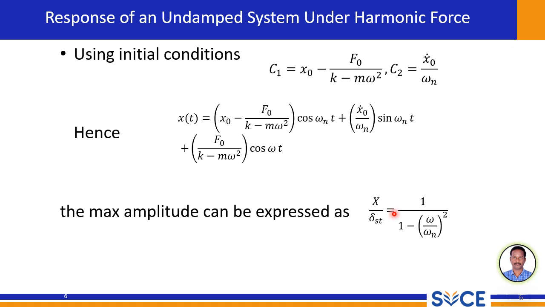Let's consider the maximum amplitude of the forced vibration. We can express this in terms of the static deflection. The ratio of the maximum amplitude to the static deflection is given by 1 divided by 1 minus omega by omega n, the whole square. This is the ratio of forcing frequency to the natural frequency. Understanding how these initial conditions and frequency ratio affect the system's response is crucial for analyzing and predicting the behavior of undamped systems under harmonic forces.